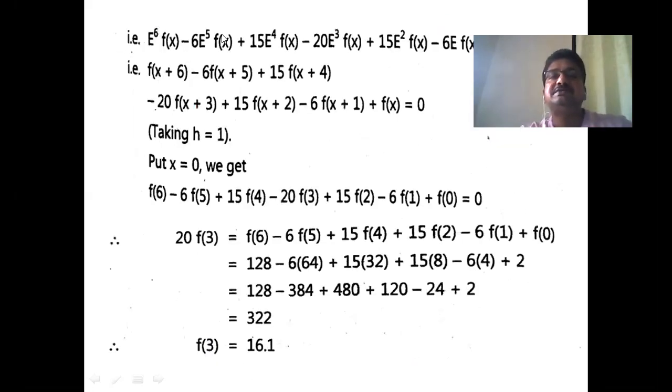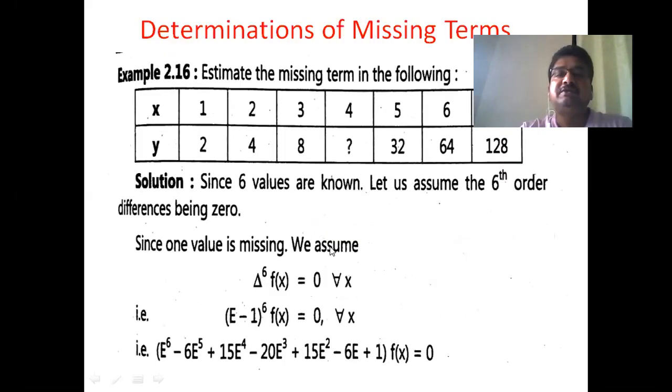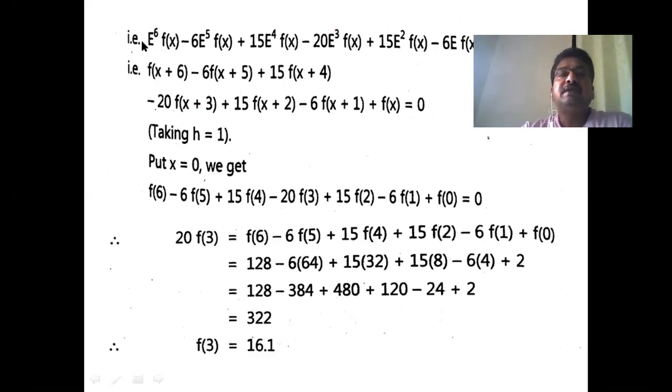So we have E^6 f(x) and all these terms. And what is E^6 f(x)? It shifts the point 6 points ahead. E f(x) is f(x plus h). Here h is 1, because if we observe the values of x, the difference is 1: 1, 2, 3, 4, 5. The value of h is 1. Actually E^n f(x) is f(x plus nh), so E^6 f(x) is f(x plus 6h). But h is 1, so shift the point 6 points ahead.